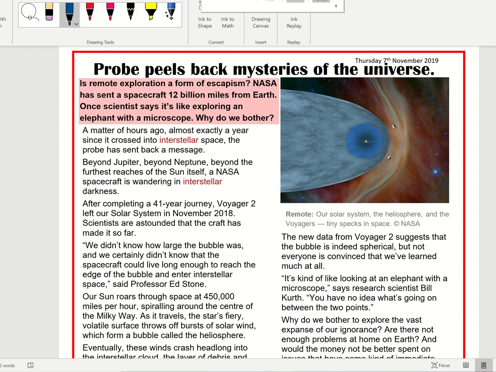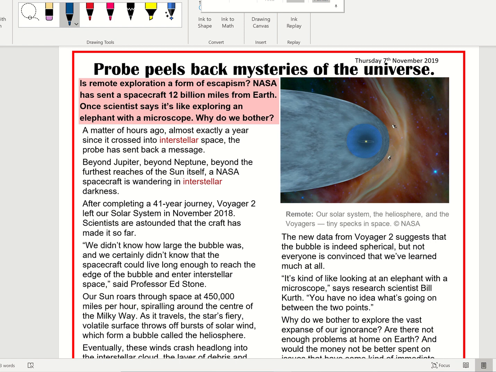After completing a 41-year journey, Voyager 2 left our solar system in November 2018. Scientists are astounded that the craft has made it so far. We didn't know how large the bubble was, and we certainly didn't know that the spacecraft could live long enough to reach the edge of the bubble and enter interstellar space, said Professor Ed Stone.